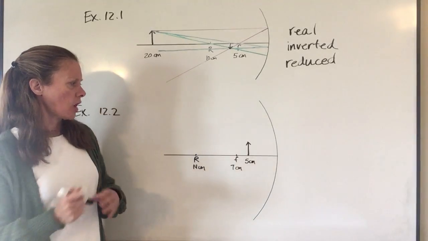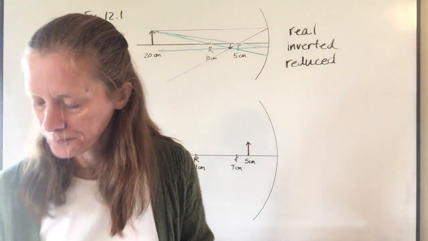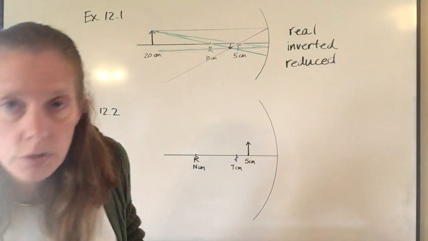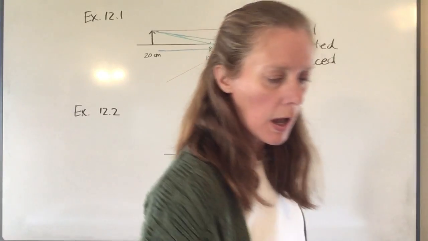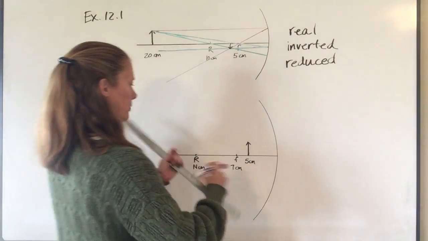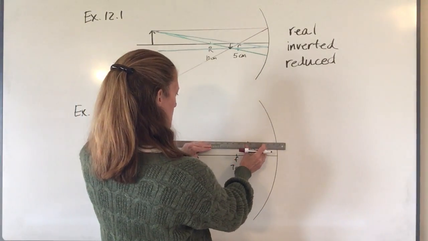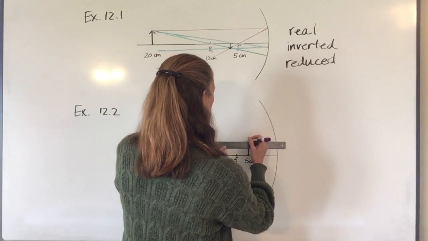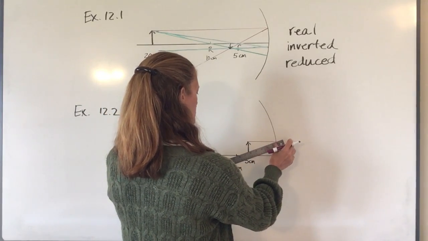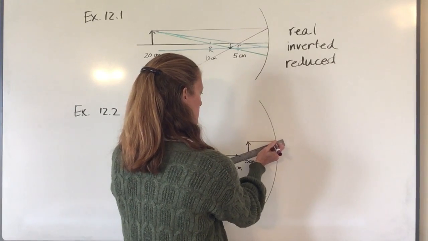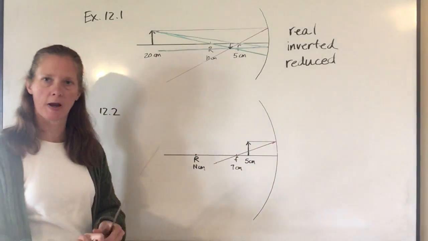Okay? So we're going to basically follow the same rules here that we did before. So we're going to start out with a parallel ray. And just like we did before, we know that if a ray goes in parallel, it's going to reflect back through the focal point. So if I draw this ray in going parallel, it's going to reflect back through the focal point, which is going to be like this. Okay, so there's our first ray.